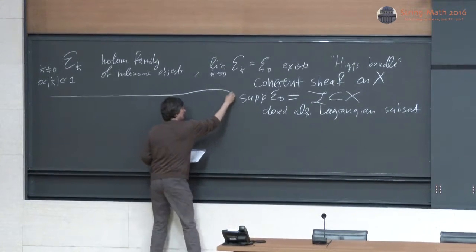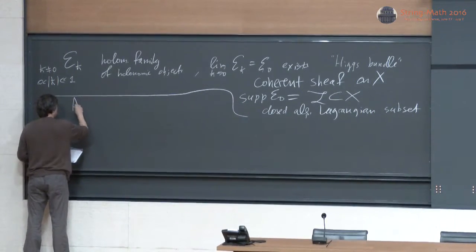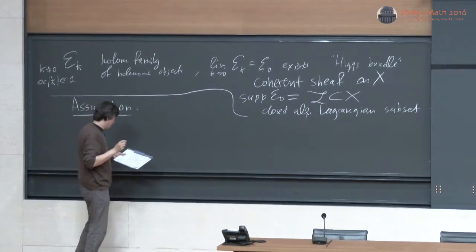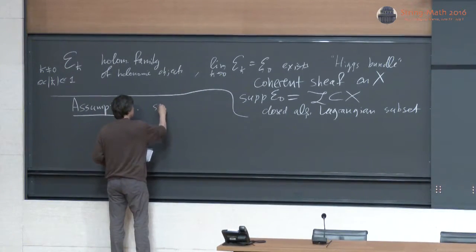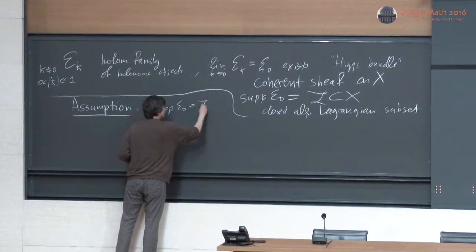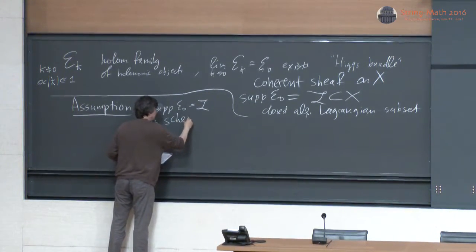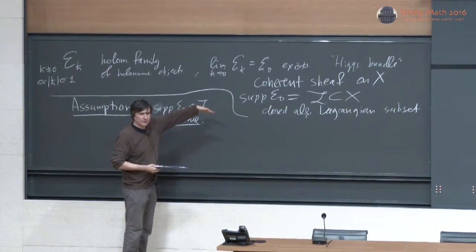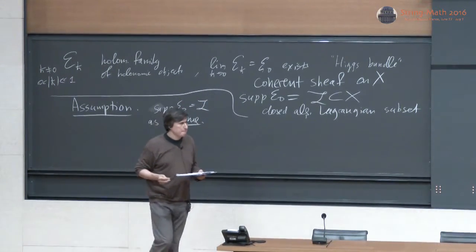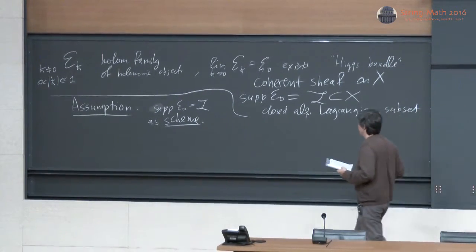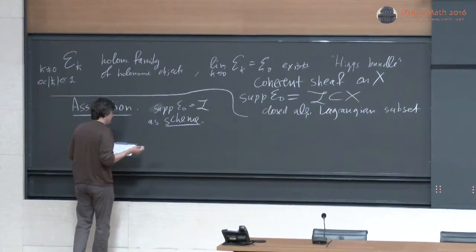There's an assumption which is very important. I'll explain why it's really very important. The assumption is that the support of E_0 is L as a scheme. So it means that it's reduced, it's not some nilpotent extension, but actually the Lagrangian variety itself. In the story when the support gets nilpotent, you get completely new behavior, which I'll explain later. But that will be a very important assumption. The support is a scheme.